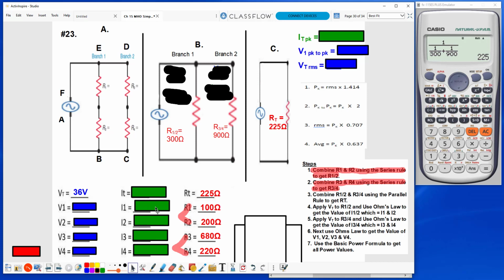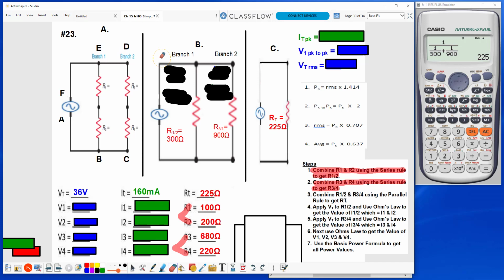Now I can find IT if I want to. It's not really going to help me very much, but let's say I go ahead and knock that out. So I take VT divided by RT, and that gives me my IT value, but then I'm stuck again.